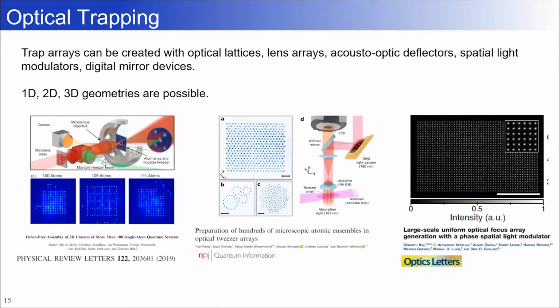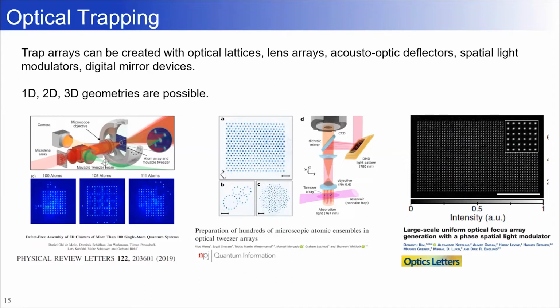So people have made really nice arrays in many different groups. 1D, 2D, and 3D geometries are possible. Here's some work from the Browaeys group in Paris. Here's some work from Shannon Whitlock, also in France. And here's a really large uniform array. This is not atom trapping, but this is just the optical tweezers from the Lukin group, I think more than 1,000 spots of light. So clearly there's a potential here for scaling up. And I'll show you some pictures where we've trapped atoms in arrays of 1,200 spots now.